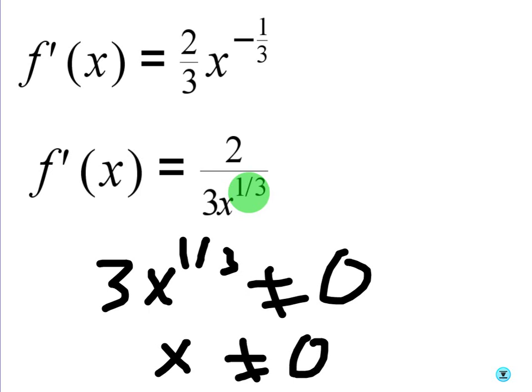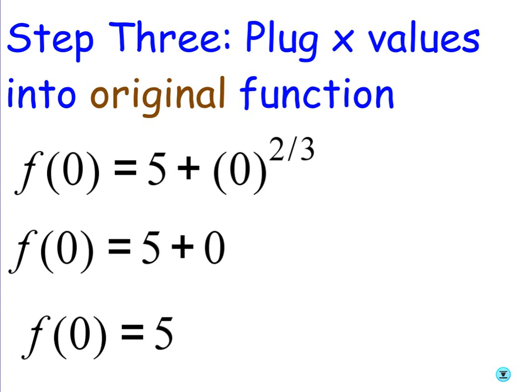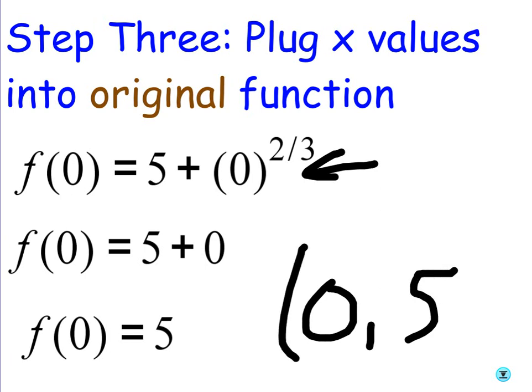Now we just need to figure out the y value of that point. So we're going to take that x value and plug it back into the original function. So 0 to any power is 0, so don't worry about the 2/3 and all that, right? It's still going to be 0, right? So 5 plus 0 is 5. So our point where the derivative is not going to exist is going to be (0, 5).